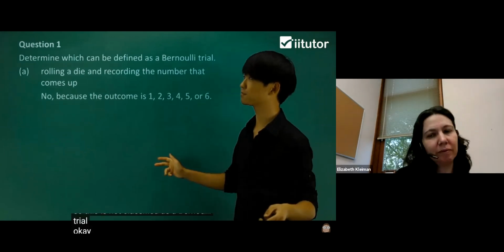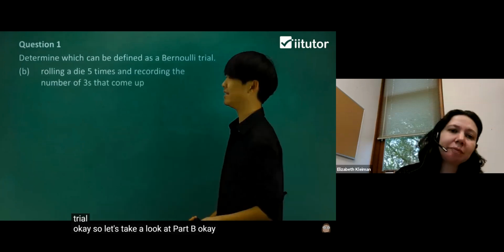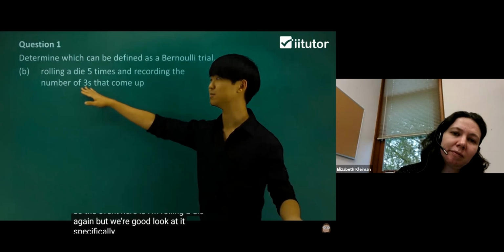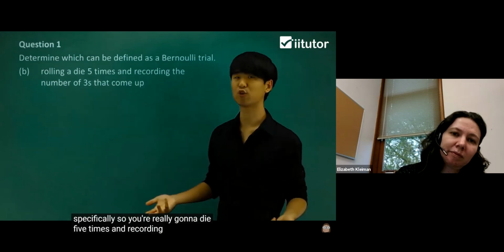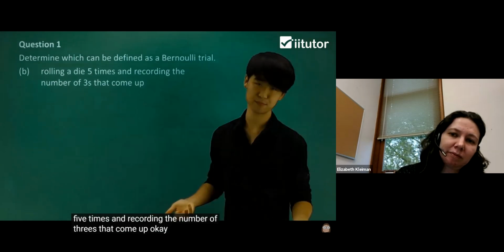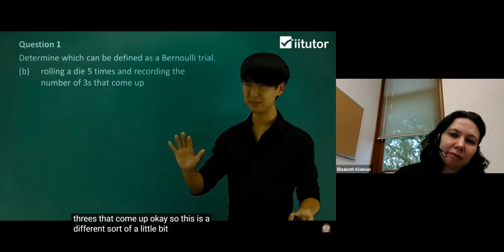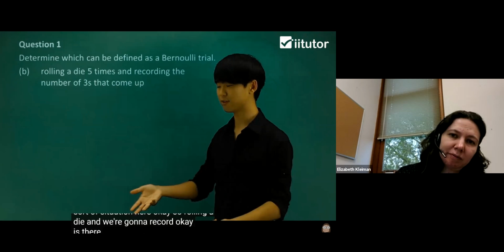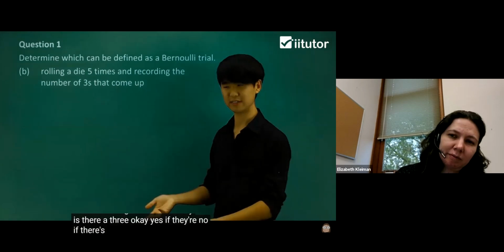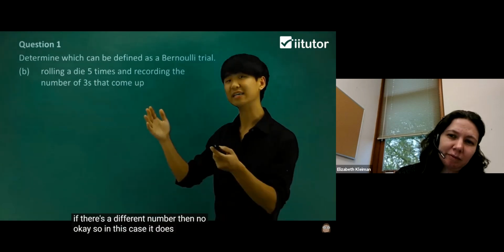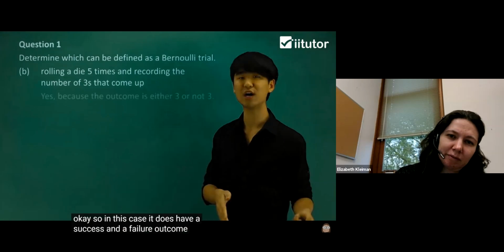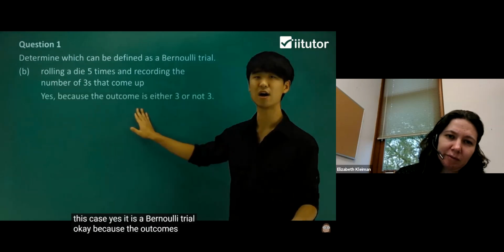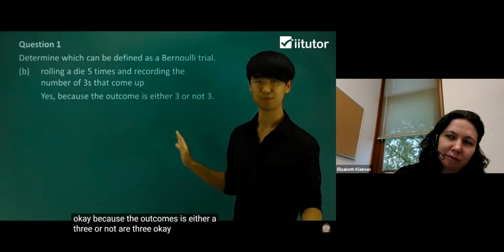Let's take a look at part B. The event here is rolling a die again, but we're going to look at it specifically: rolling a die 5 times and recording the number of 3s that come up. This is a slightly different situation. We're rolling a die and recording: is there a 3? Yes. If there's a different number, then no. So in this case, it does have a success and a failure outcome, so yes, it is a Bernoulli trial, because the outcome is either a 3 or not a 3. I want you to note the slight difference there.